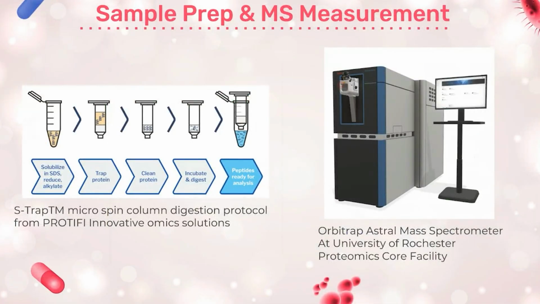So then we've got sample prep for mass spec, pretty standard. And we sent those samples over to the University of Rochester using their Orbitrap Astro mass spectrometer. And we got that data back, and I've been doing analysis with that since. And this is measured with label-free quantification using a data-dependent acquisition approach.